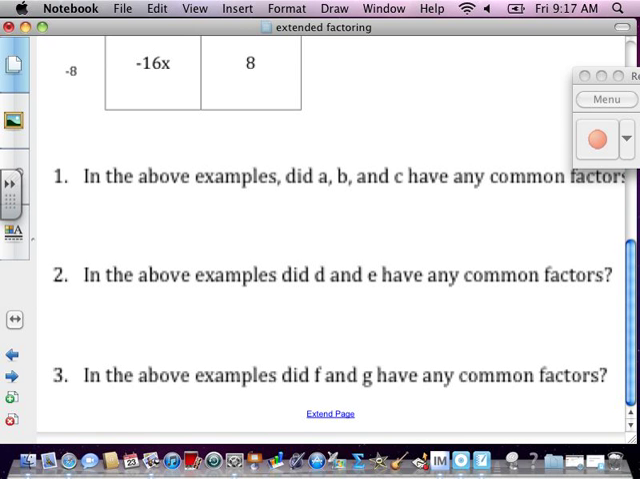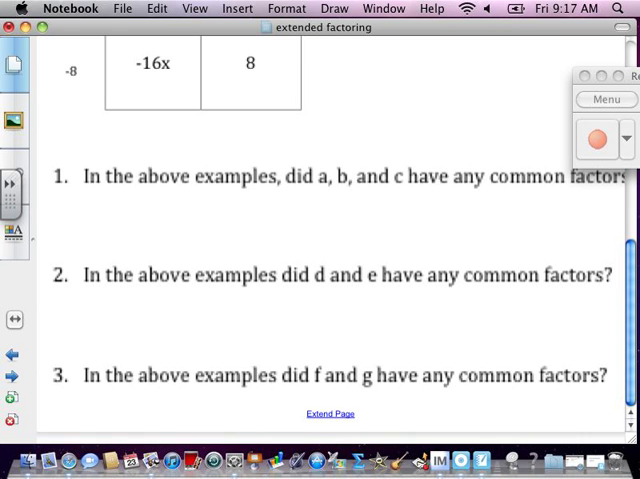So let's look. Number 1, we've got 2, 5, and 2. Is there a number that goes into all 3 of those evenly bigger than 1? No, 2 does not go into 5 evenly. 5 does not go into 2 evenly. So there is none besides 1. Let's look at the next one. 2, negative 9, and negative 18. Is there a number bigger than 1 that goes into all 3 of those evenly?